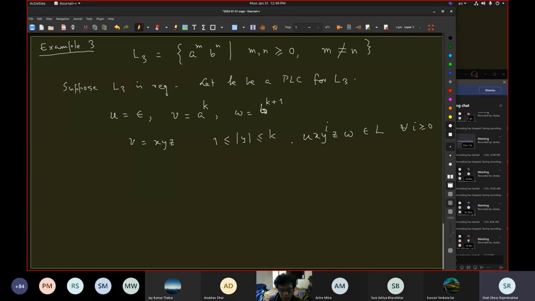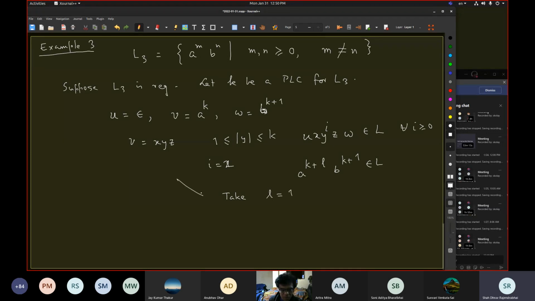Now, in order to arrive at a contradiction, somehow I have to force equality in M and N. So already this K is smaller than K plus 1, so I can take something like I greater than 0. So take I equal to 1. Then how it will be? I equal to 2. In that case, it will be of the form a power K plus L, b power K plus 1 is in L, for some L in the range 1 through K. And then you say take L equal to 1.